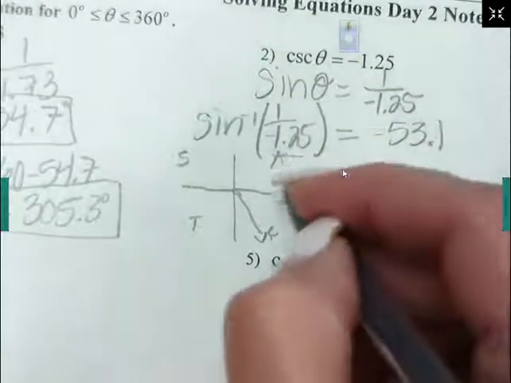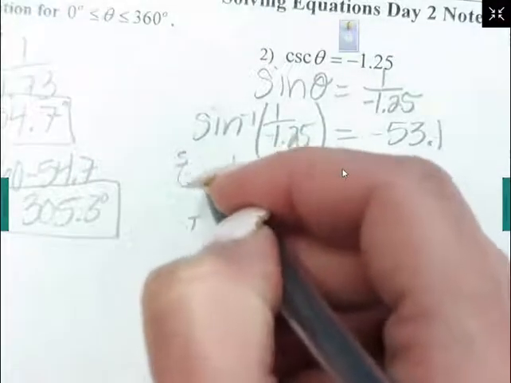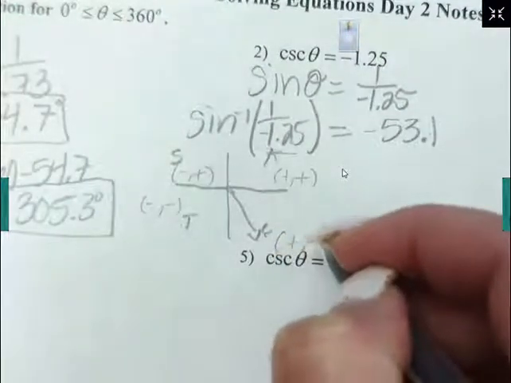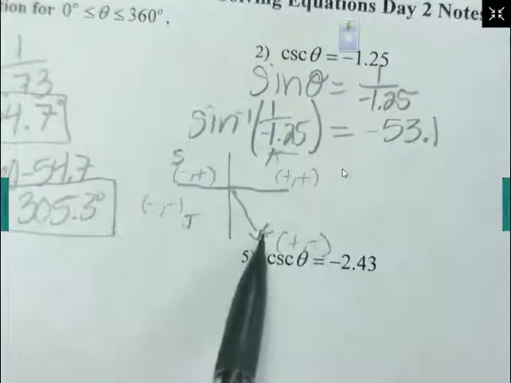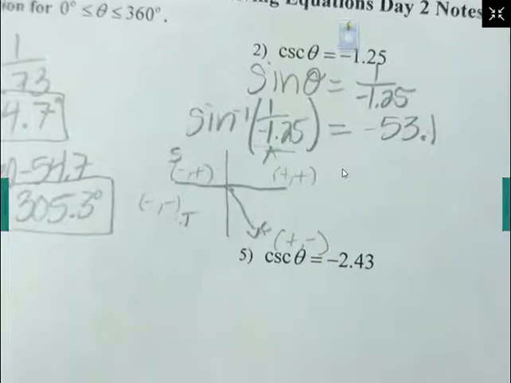Also, think about it like this. This is plus plus. This is minus plus. This is minus minus. And this one is plus minus. And only in this quadrant and this quadrant are the signs negative. Does that make sense, Allie?